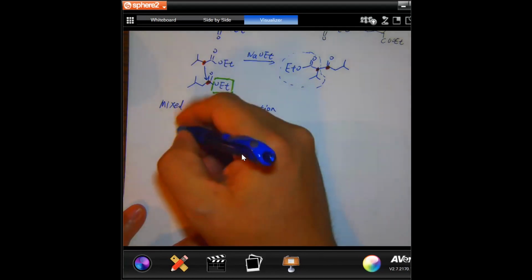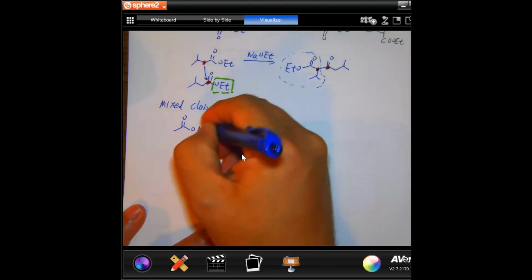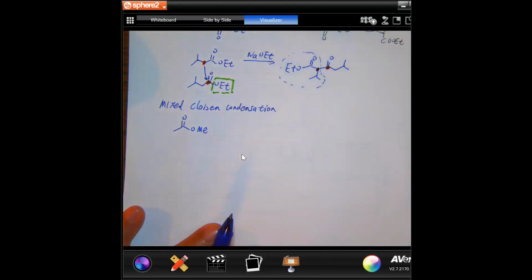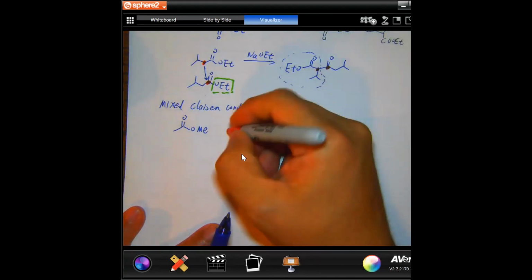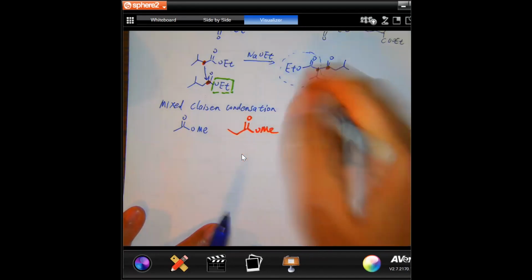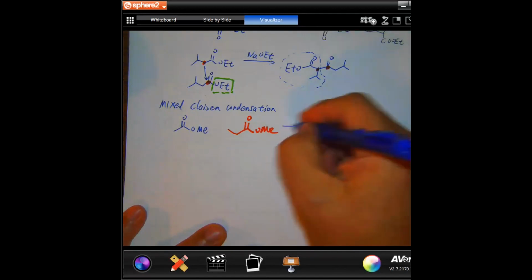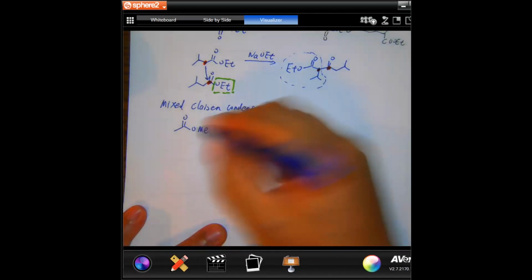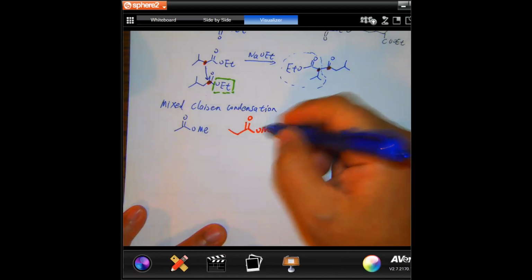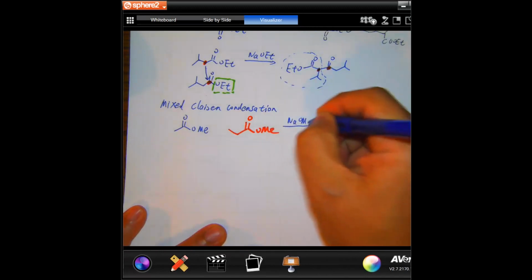So for example, if you have any questions, you can type in the chat window. We try to do the Claisen condensation for these two esters. Because the esters have OMe, we use sodium methoxide as the base.